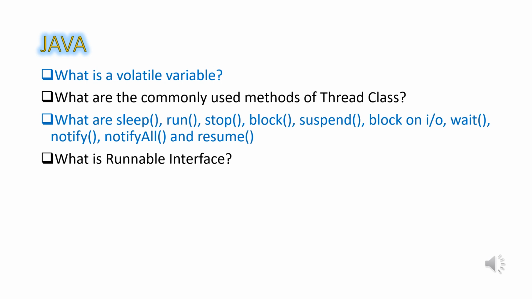Fourth one is what is runnable interface. So runnable interface is, instead of going for the thread class, extending a thread class, we can implement runnable interface in order to extend another class. So we can use the run method to execute the thread.